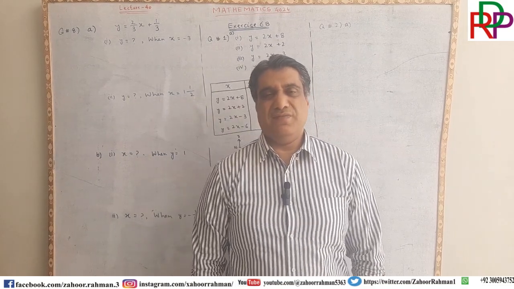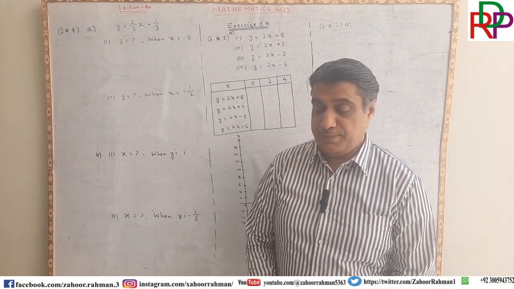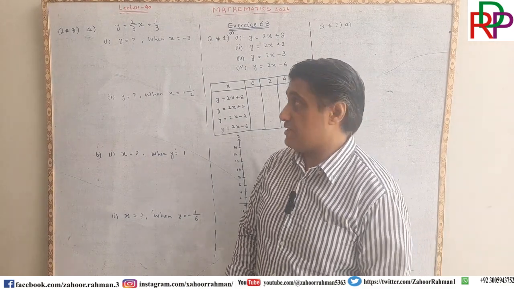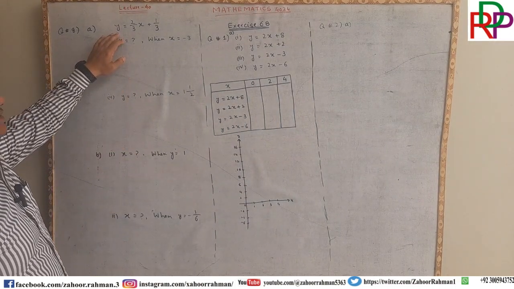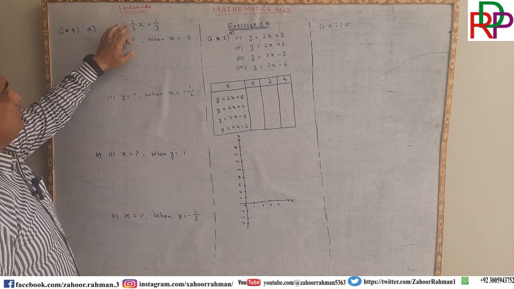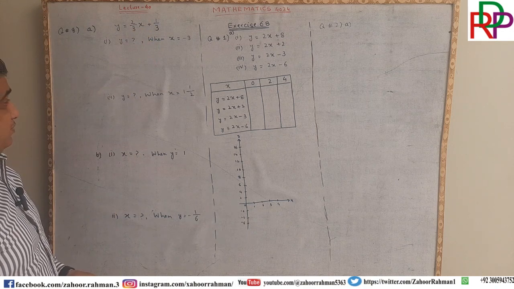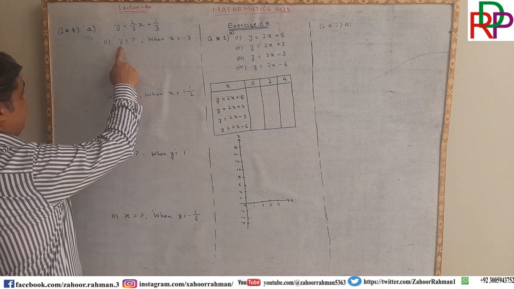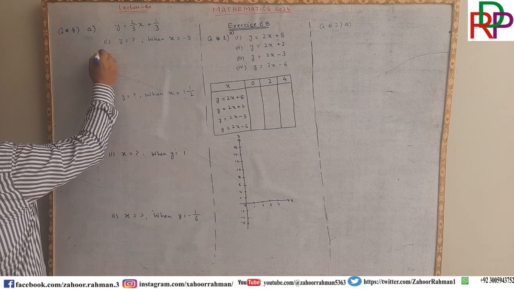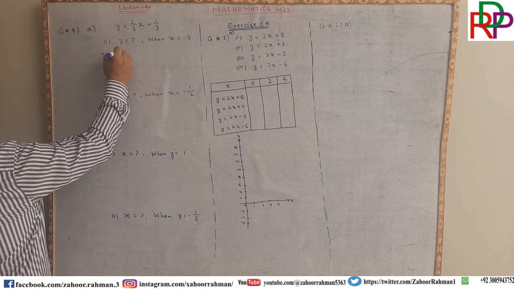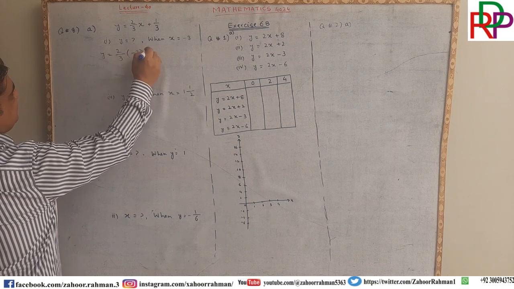Today we are going to do question number 8, and that is the final question of this exercise. Ladies and gentlemen, the equation is given in the form y is equal to 2 over 3x plus 1 over 3. We have to find the value of y when x is equal to minus 3. It means that we have to put the value of x as minus 3.